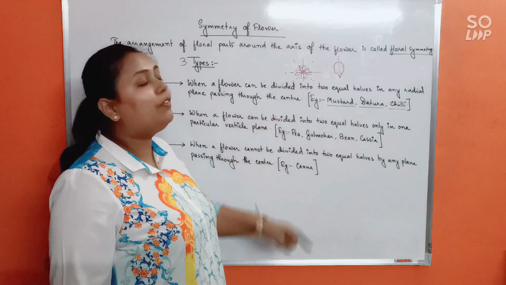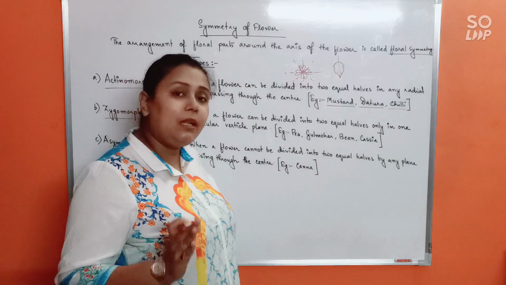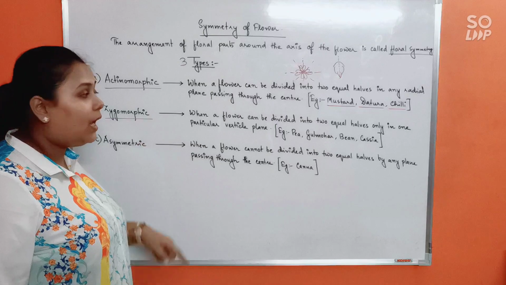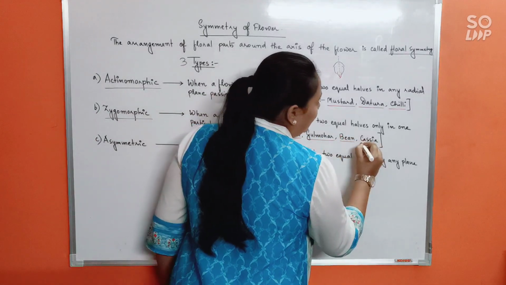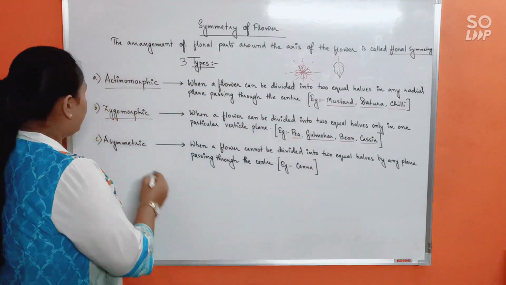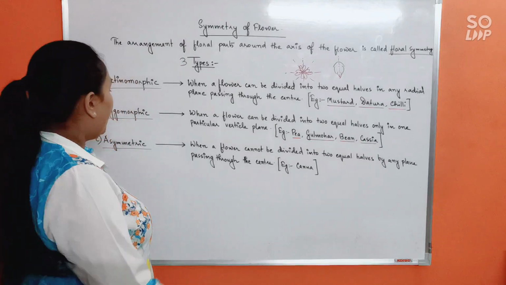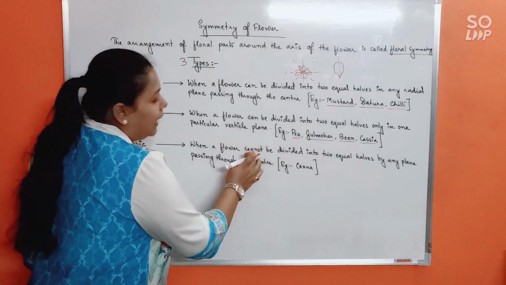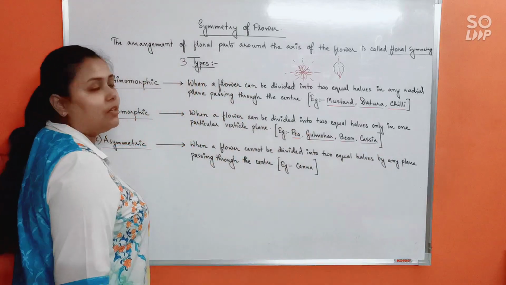Right? So such a flower which can be divided into two equal halves from only a single plane, that would be known as zygomorphic flower. Okay, examples are pea, gulmohar, bean, cassia. Alright. Finally, the third is asymmetric or irregular flower. Okay. Asymmetric or irregular flower means when a flower cannot be divided into two equal halves by any plane passing through the center.